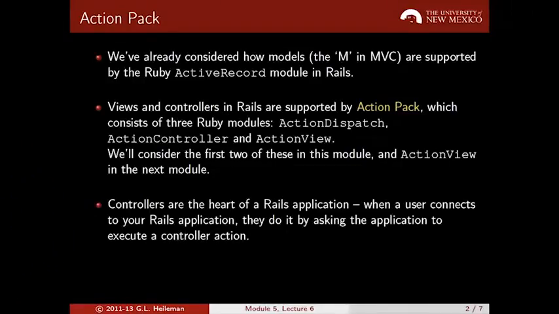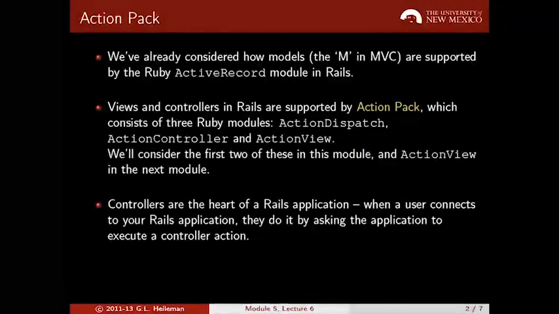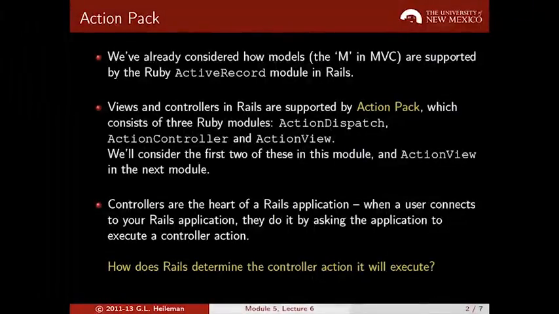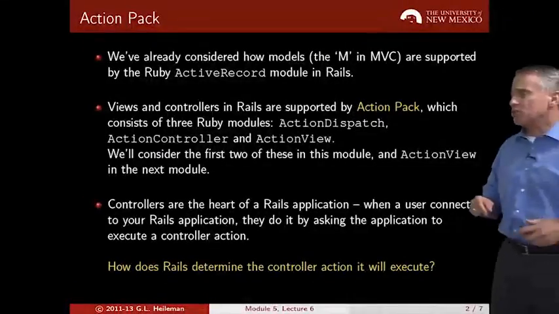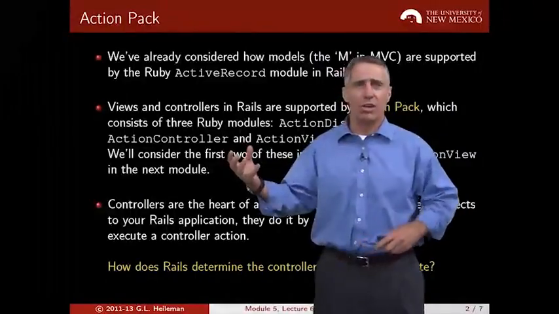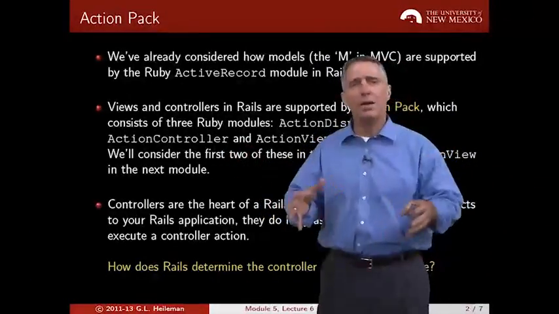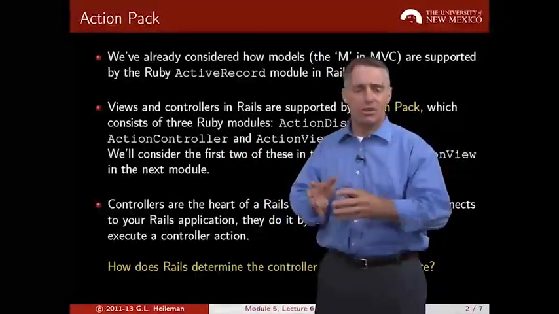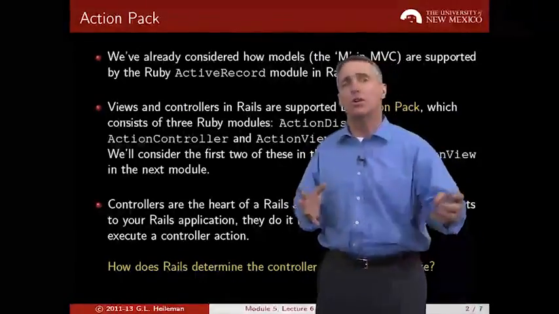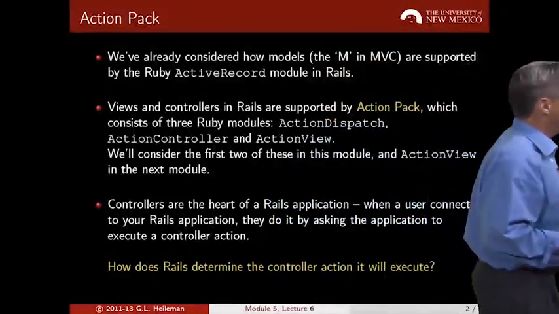Now, controllers are really the heart of a Rails application. When a user connects to your application, they do it by asking your application to execute a specific method that's contained within a controller. How does Rails determine which controller action it should execute? We've already looked at how HTTP makes a request and how a response is provided. What happens in between? When you make that request, how does your web application know what code to execute? That's what we'll discuss now.